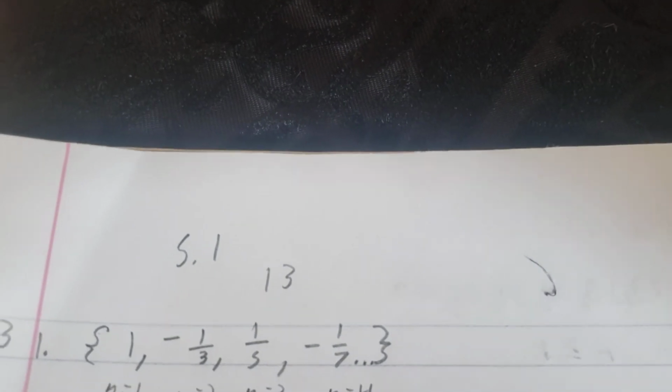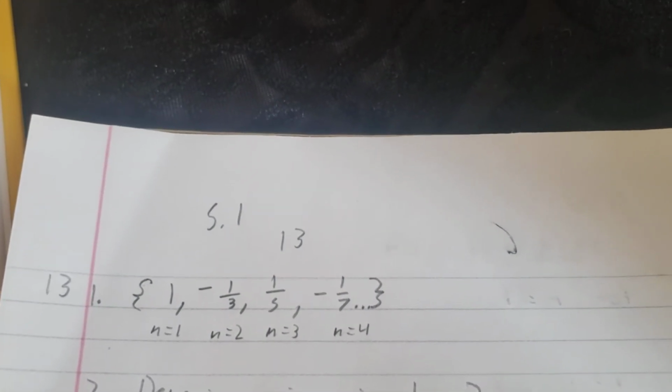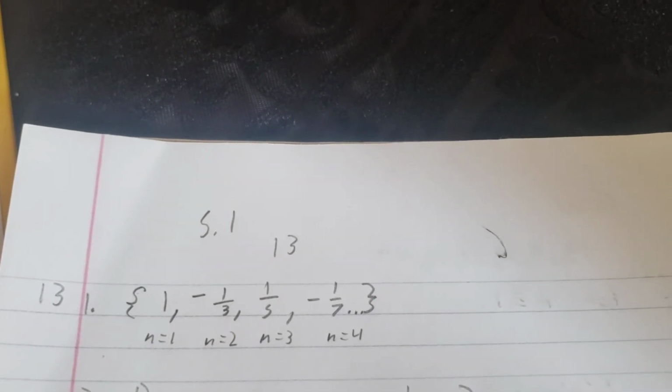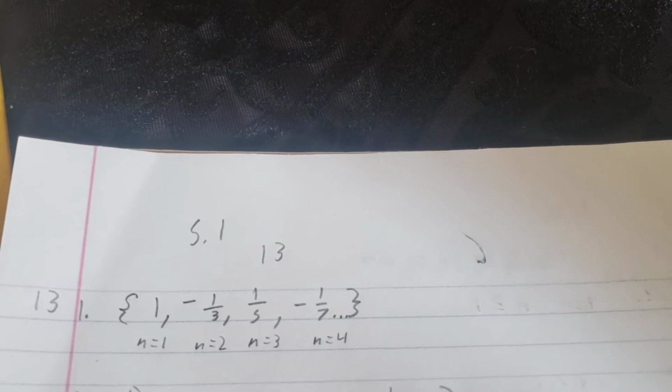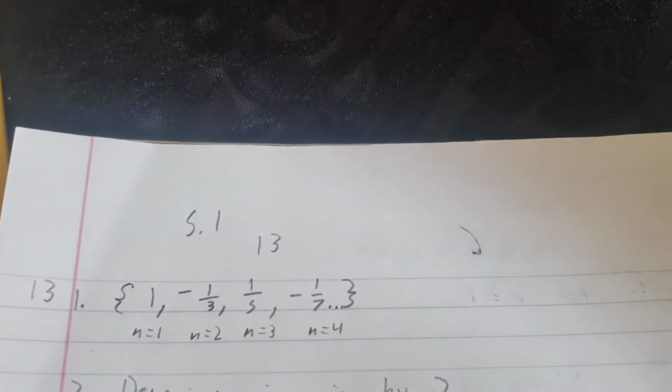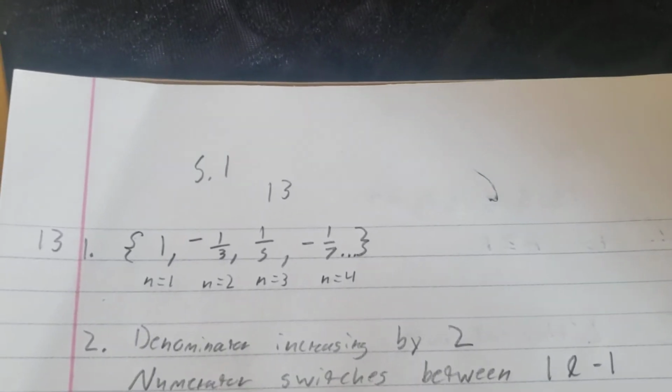This is Isaac Airmet, and this is how you solve problem 13, section 5.1, where you have to find the general formula for a sub n of the sequence 1, negative 1/3, 1/5, negative 1/7. And of course, that corresponds to n equals 1, n equals 2, n equals 3, and n equals 4.